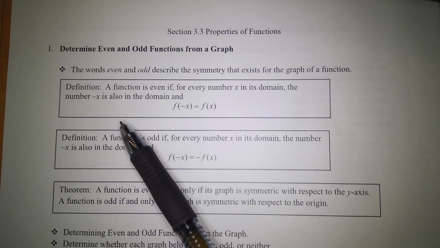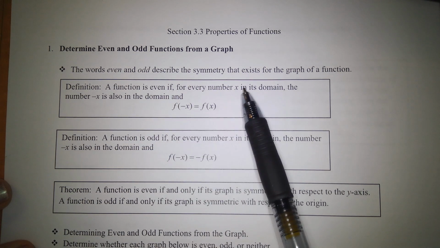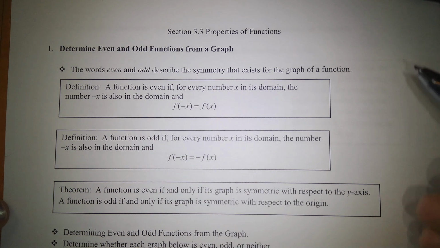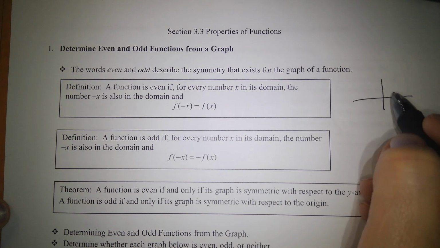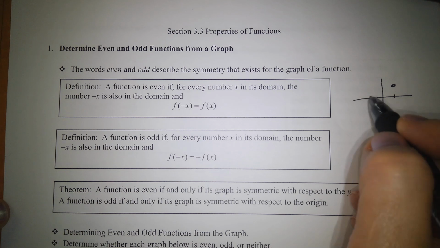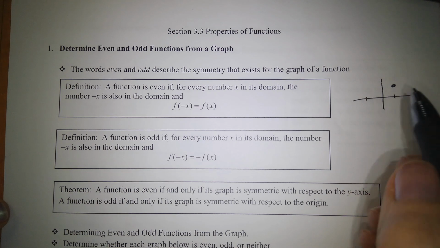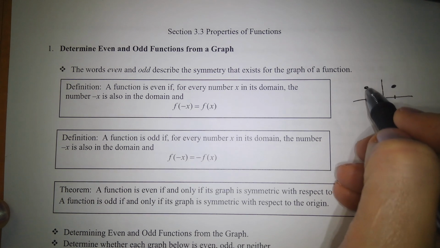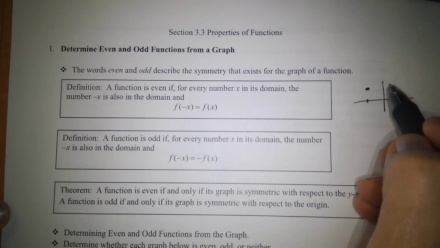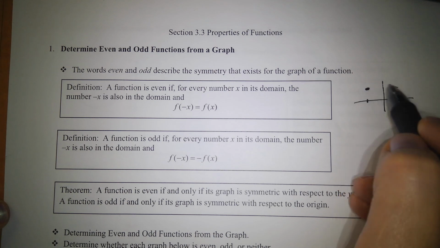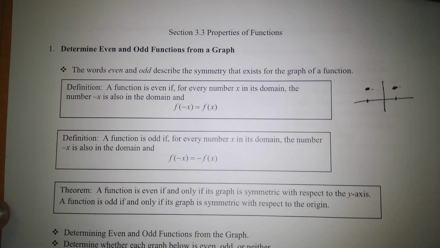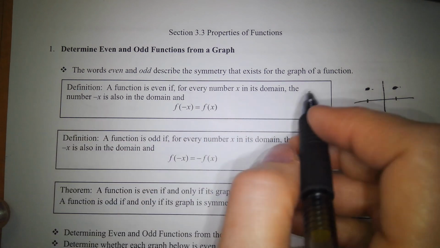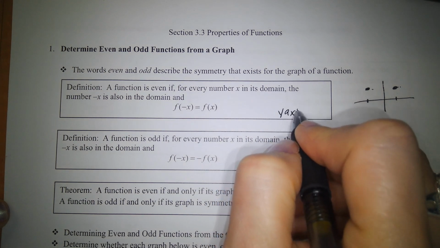So for example, a function is even if for every number x in its domain, the number negative x is also in the domain. So for every x in a graph, there will also be a negative x in the graph. So f of a positive x will equal the same y value at the negative x of the graph. In other words, this graph is going to have symmetry over the y-axis. So a function is even if and only if for every x it also has a negative x, which means it will have y-axis symmetry.